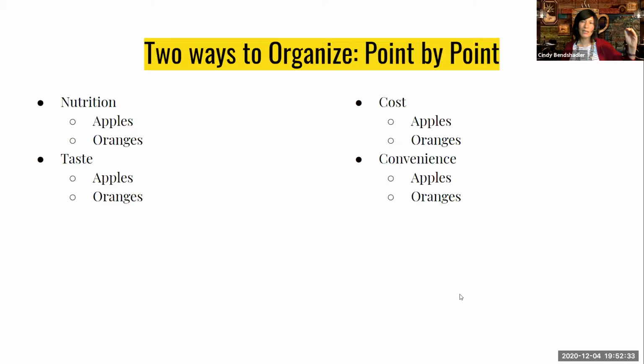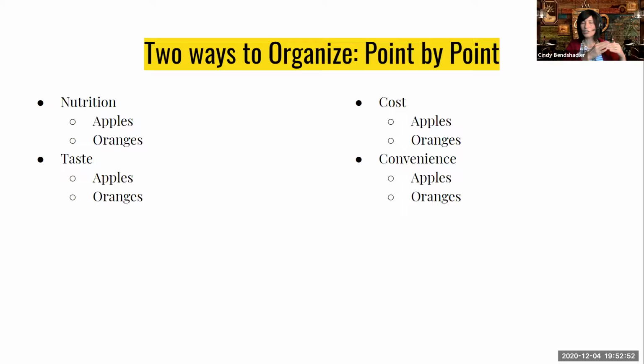And so the idea is you pick one point of comparison, nutrition, and then you're going to talk about apples and oranges in the same order most of the way through, so that your reader can follow. So nutrition. What is the nutritional value of apples? What is the nutritional value of oranges? And then the comparison, the connections between them are really clear.